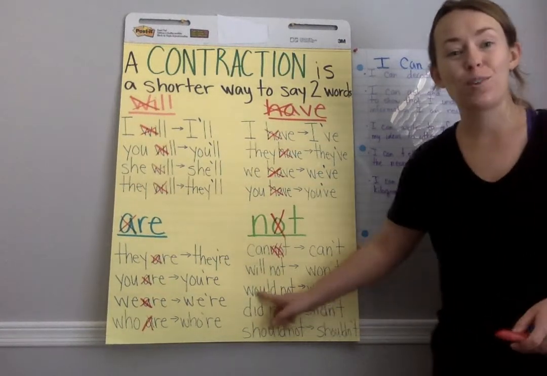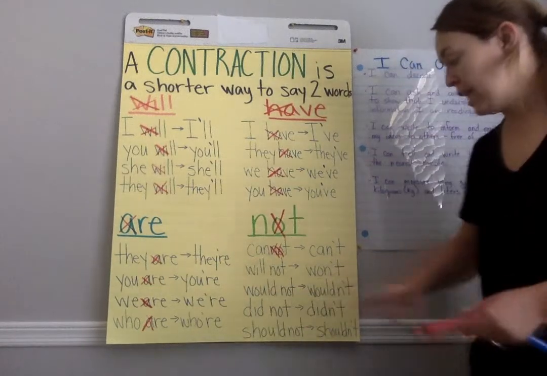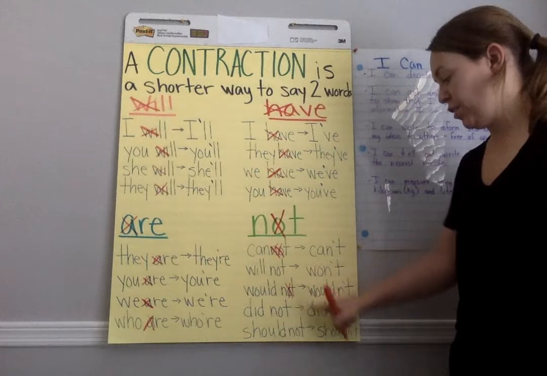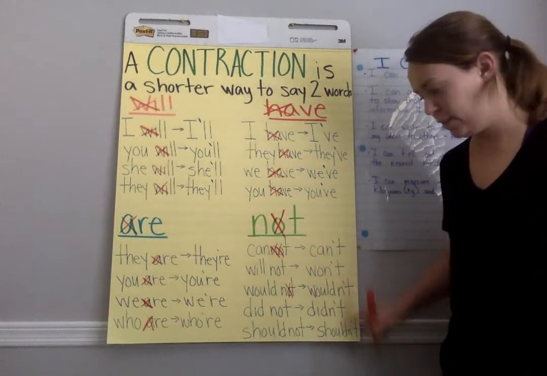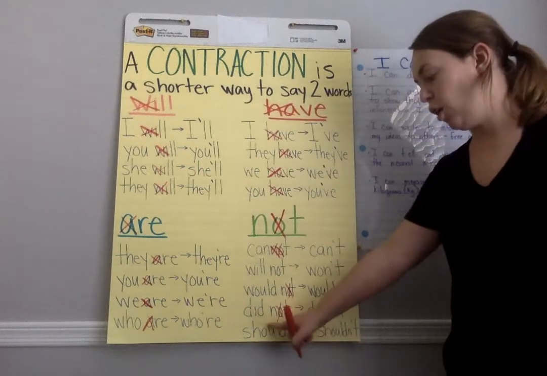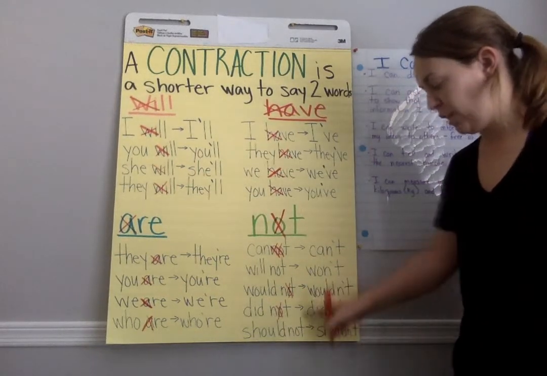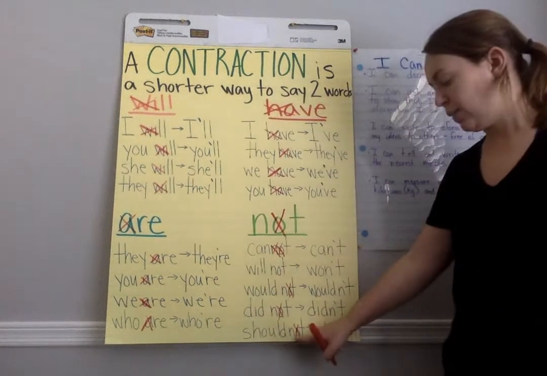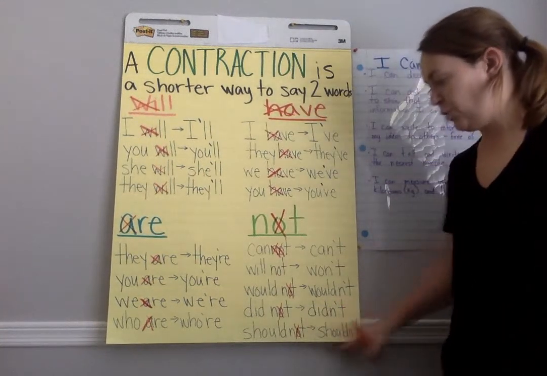Now we're back to the normal rule. So for would not, we're going to take out that O, put the apostrophe in its place, and then we have wouldn't. For did not, same thing. Take out that O, put an apostrophe in its place, and you've got didn't. For should not, same thing. Take out that O, put an apostrophe in its place, and you've got shouldn't.